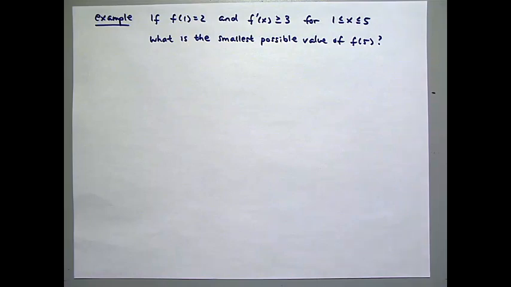I'll show you two ways to handle this. First, we'll use the mean value theorem. And then we'll look at the graph of that, and it'll seem awfully obvious to you. So starting with the mean value theorem, we'll see how that works.